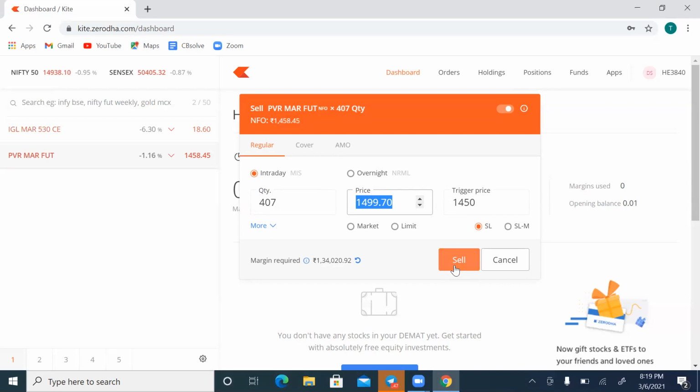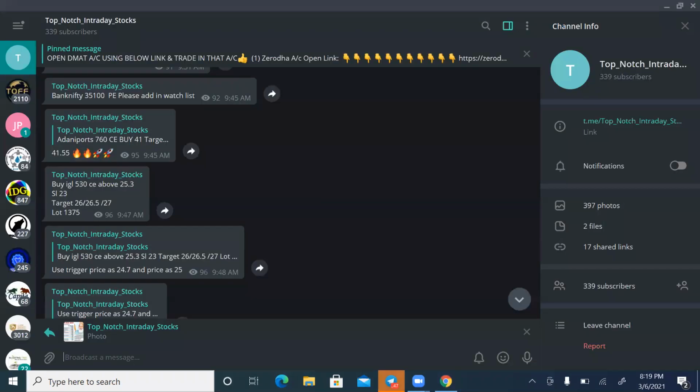That's how you have to take the trades based on the inputs that we are giving in the Top Notch channel. And guys, as I told you, just follow very carefully whatever the inputs are given in the channel. Just observe. If you are telling buy above, just place the order with the trigger price and price. If you are mentioning sell below, then you have to mention trigger price and the price properly.